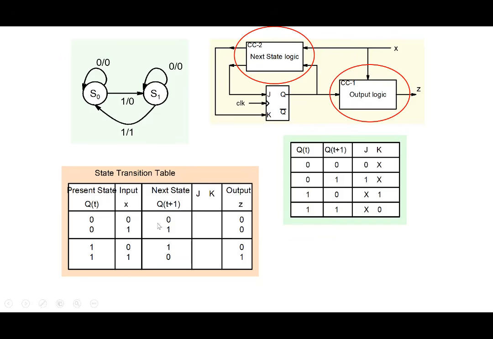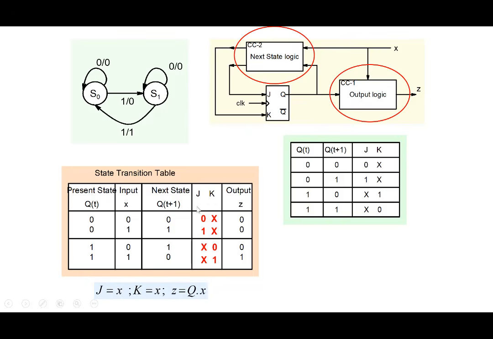So we want to go from 0 to 0, so we fill up 0x here. We want to go from 0 to 1, so we fill up 1x here. We want to go from 1 to 1 here, and we fill up x0 here. And we want to go from 1 to 0, so we fill up x1 here. So now, what is the next state logic? The next state logic has to generate J in terms of the present state and the input here. So we would like to describe J in terms of x and present state.